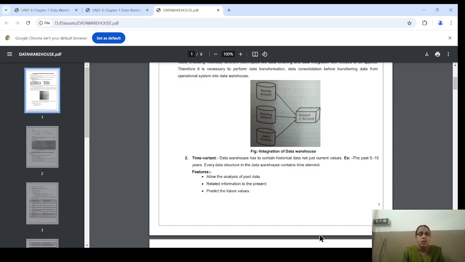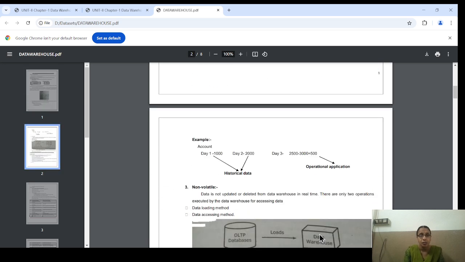Time variant means the data warehouse has to contain historical data, not just current values. Data for the past 5 to 10 years is kept, and every data structure in a data warehouse contains a time element. This allows the user to analyze past data, maintain information up to the present, and predict future values.